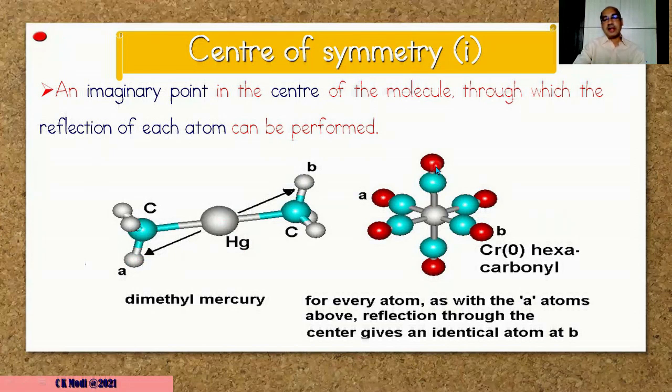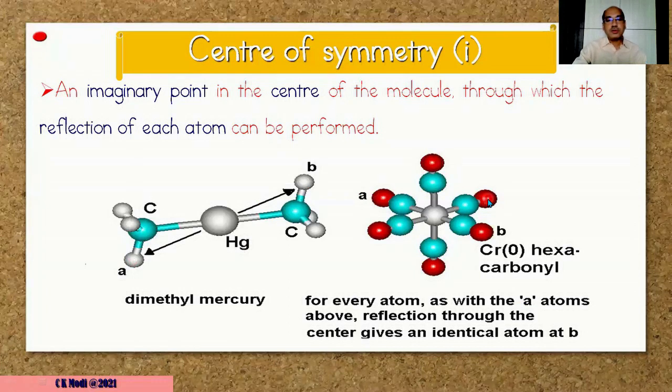Same way, another example, chromium hexacarbonyl. Now look at my cursor. If I start my journey from this point, this is the center of that molecule, this is the midway. On the other side of the center, at the same distance, if I find the same atom, then the molecule has center of symmetry. Look at this, if I start from this point through the center, on the other side at the same distance I find the same atom, then the molecule has center of symmetry.